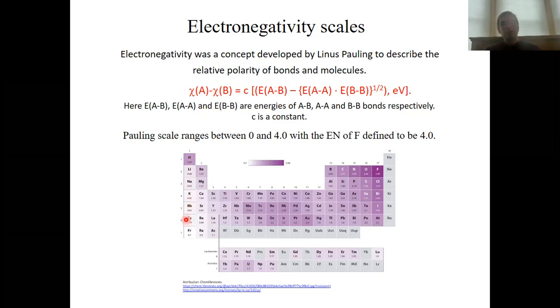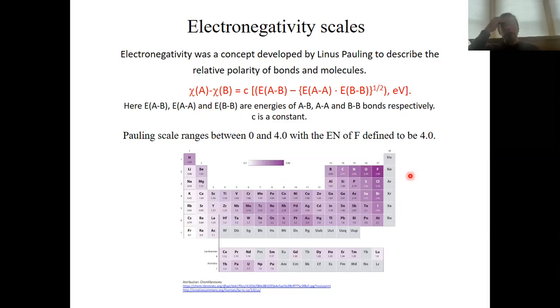Okay, so that makes cesium the most electropositive, or the least electronegative element. It has a value of about 0.7, while fluorine here at the other end is the element with the highest electronegative value of 4.0.